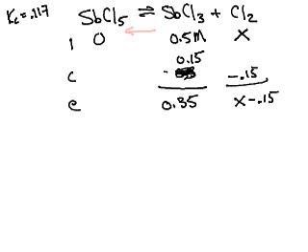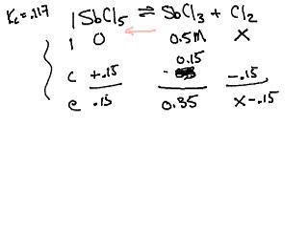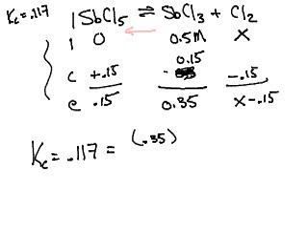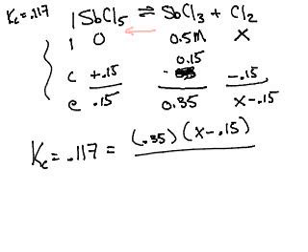Over here, on the left side, the reactant side, this will need to increase by, because of the ratio, 0.15. And so now we know that Kc, which is 0.117, will be equal to the products, which will be 0.35 times X minus 0.15, divided by 0.15. I'm going to now get my solver out.